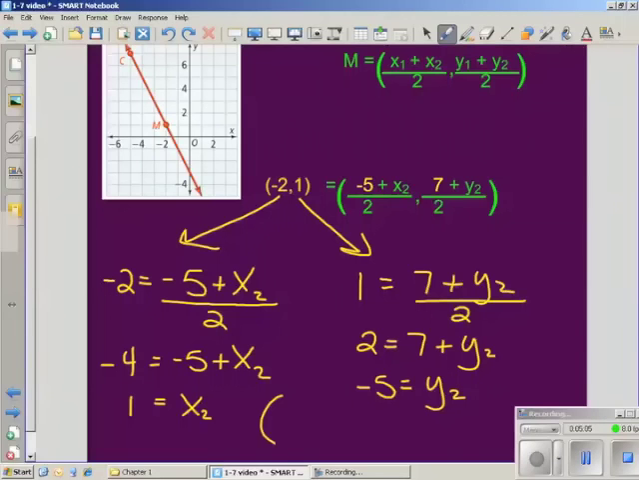So our coordinate, our x is 1 and our y is -5. And that would be the coordinate of point D. So (1, -5) is located right here, and that would be our second endpoint D.